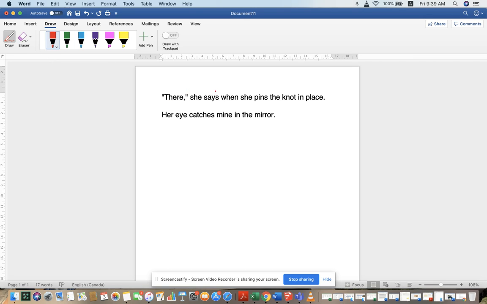So she says, what does she say? She says "there." So we're going to divide this in. And then we have "when she pins the knot in place." So we got two ideas. And then we got our next idea, our third idea, which is here at the bottom.